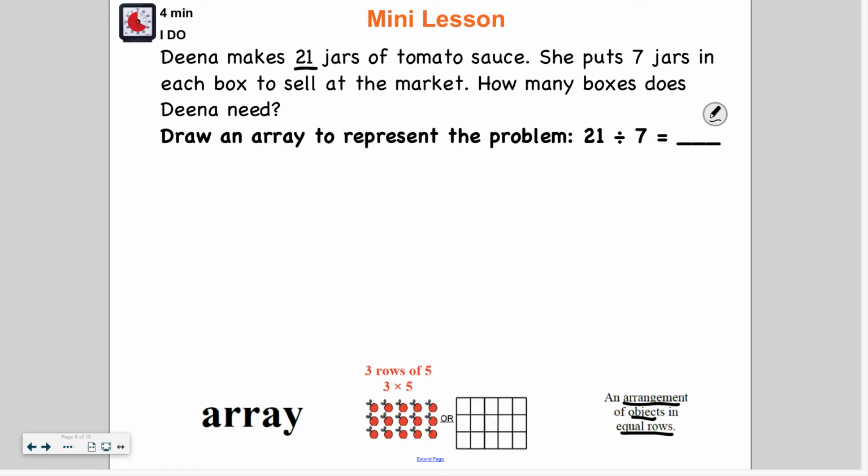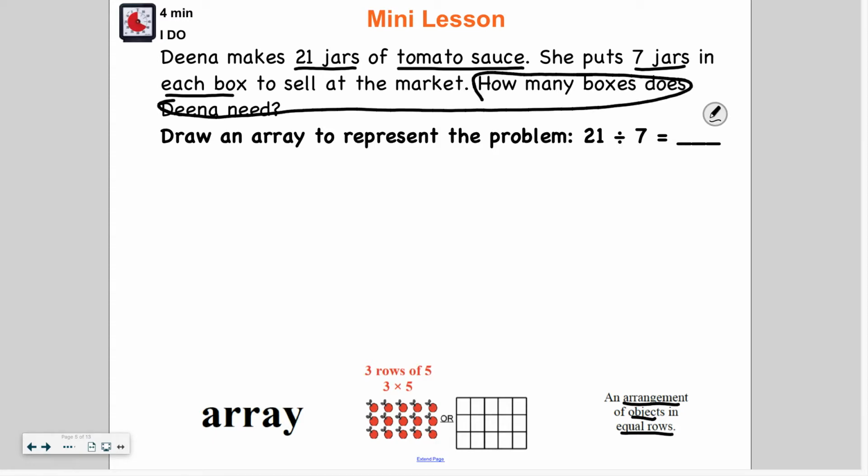Dina makes 21 jars of tomato sauce. She puts 7 jars in each box to sell at the market. How many boxes does Dina need? So I know there's a total of 21 and she's dividing them or placing them into boxes. Each box has 7 jars. So she's dividing by 7 because each group will have 7 jars in them, each box. The boxes are the groups. I don't know how many groups she has, but I do know how much will be in each group.